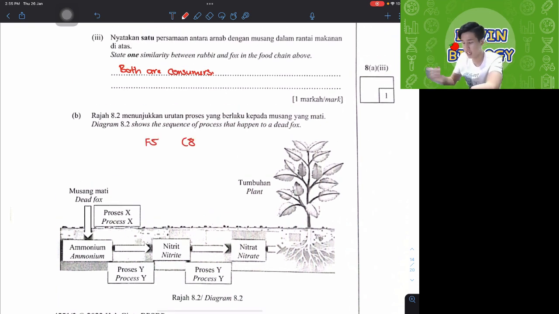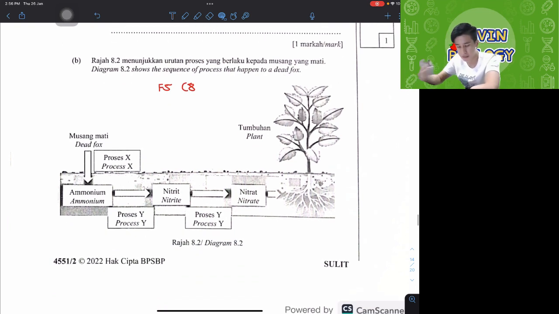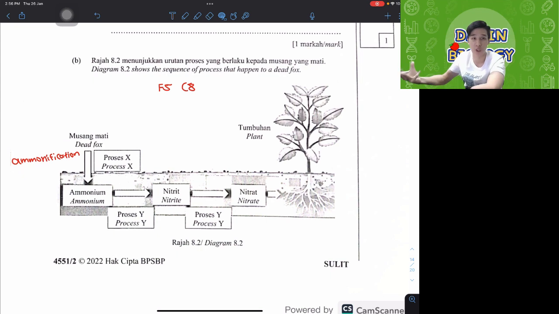Okay, so nitrogen cycle, this is actually chapter 8 from Form 5. So they mix a bit. Chapters 8, 9, 10 could mix a bit because their topics are somehow related, under the same theme. So nitrogen cycle, first you have a dead fox over here. Process X becomes ammonium. Now this is not nitrogen fixation. This is actually ammonification. It's basically decomposition also, because you break down dead organisms to get ammonium.